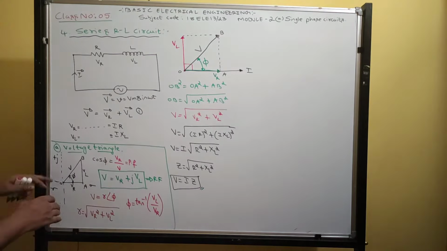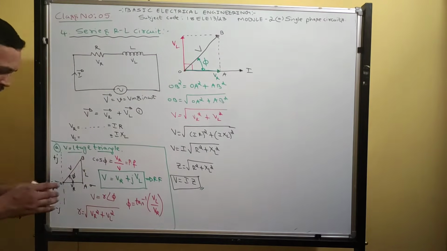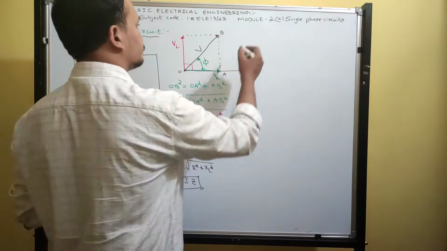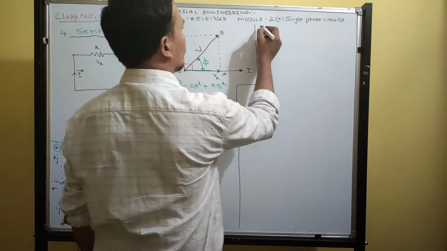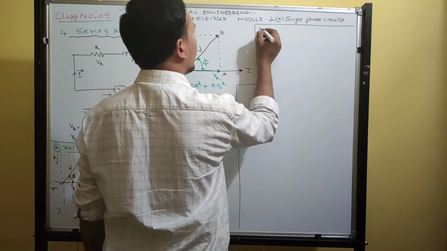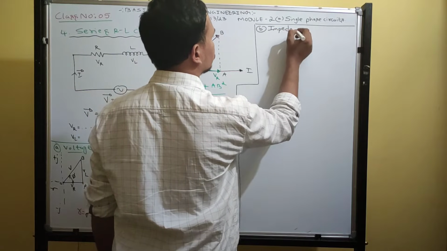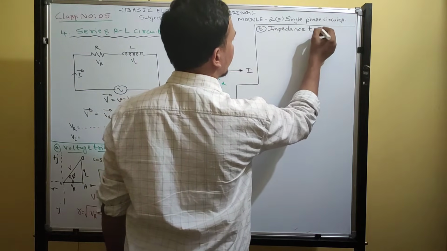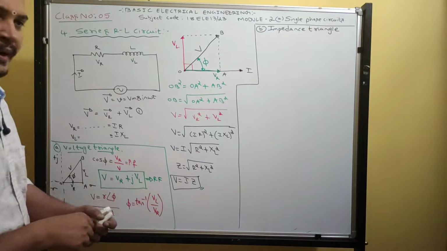Okay, fine. This is about the first term. The first technical term is voltage triangle. Then next, the second one, impedance triangle. Okay, impedance triangle. So this is also very much important.